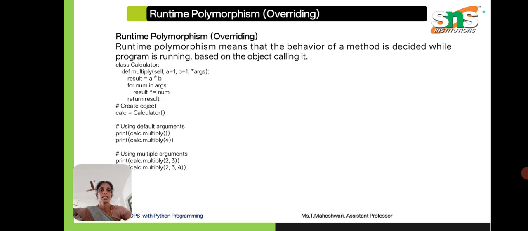Next one is runtime polymorphism. It means that the behavior of the method is decided while the program is running, based on the object we are calling. So that is called method overriding.